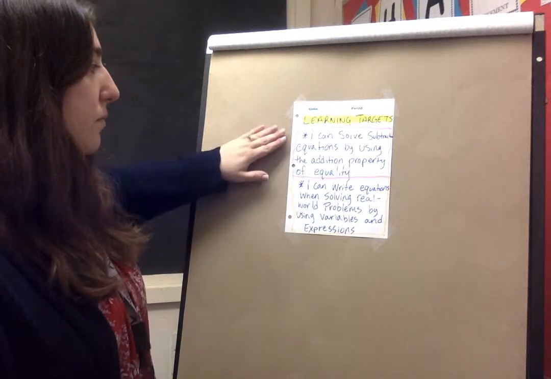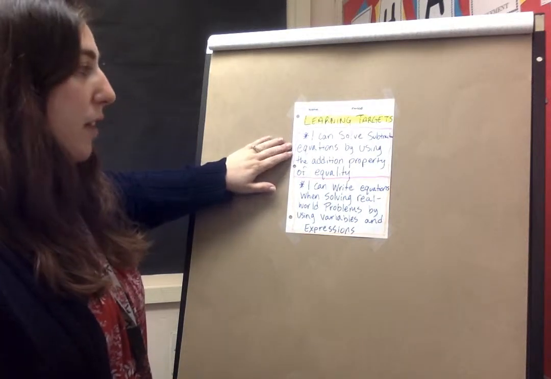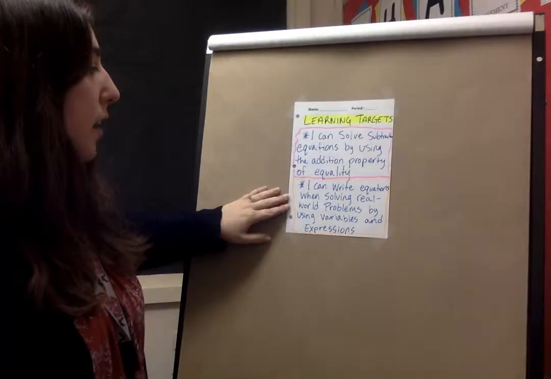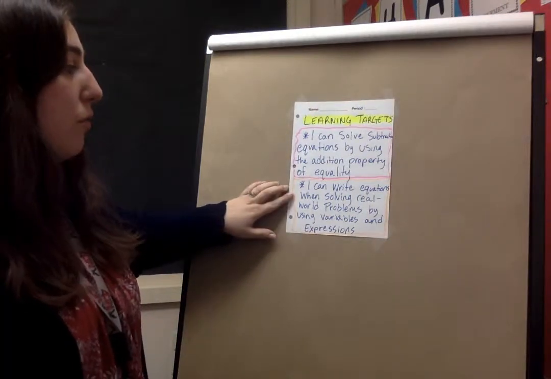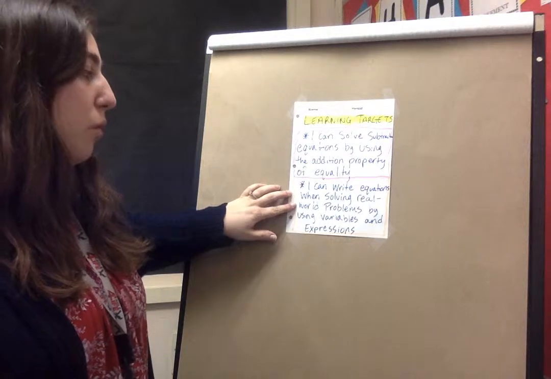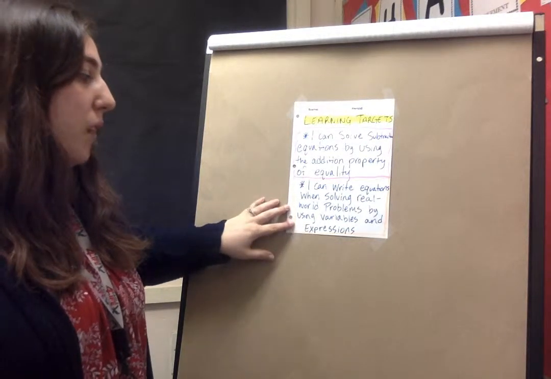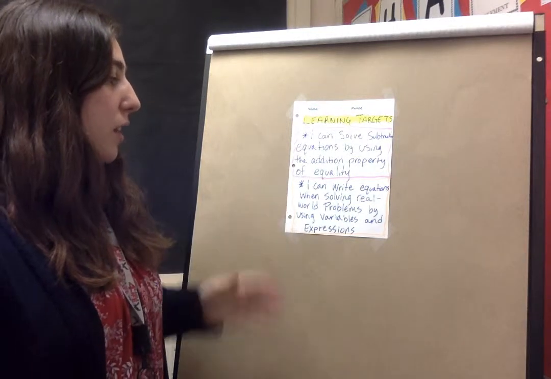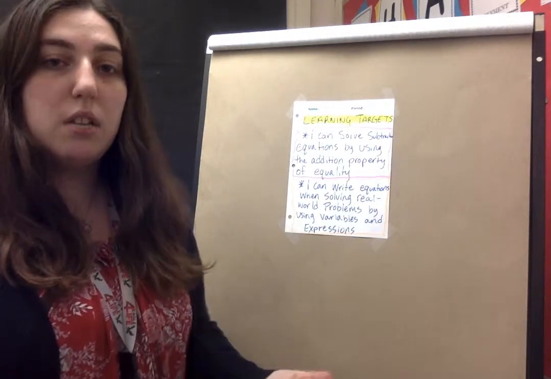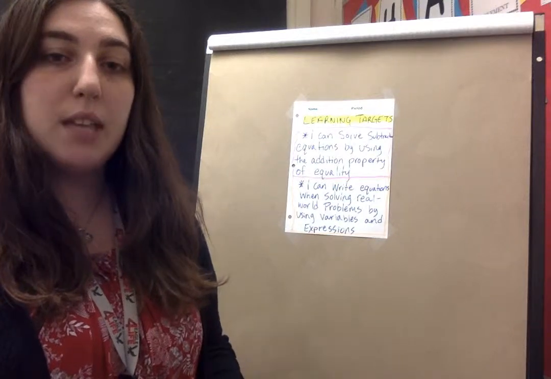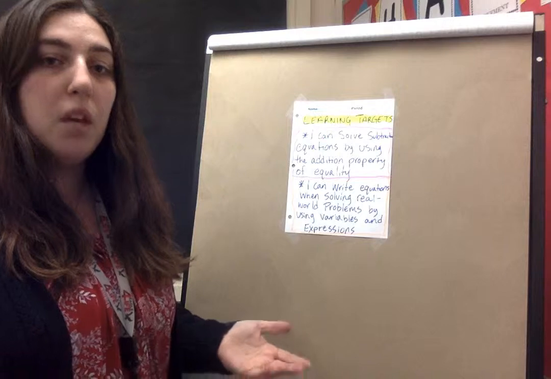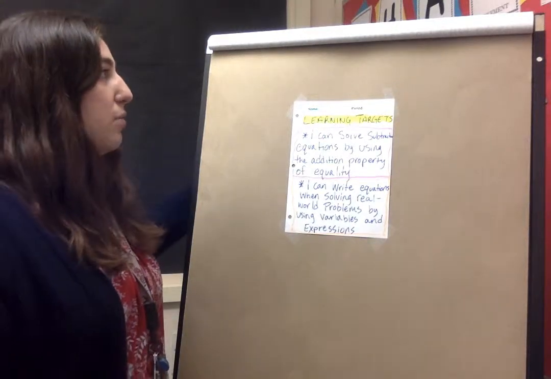So really try to understand this. If you have any questions, let me know. You can always ask a partner. And then our second learning target, I can write equations when solving real-world problems by using variables and expressions. This learning target, really our goal is to just understand what a word problem is saying and be able to write an equation from that word problem using variables and expressions.